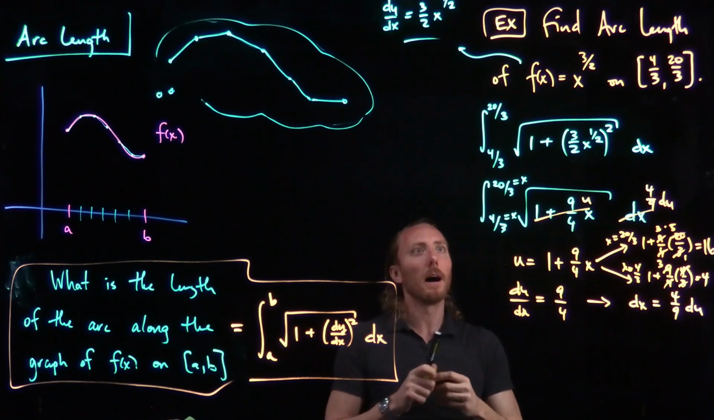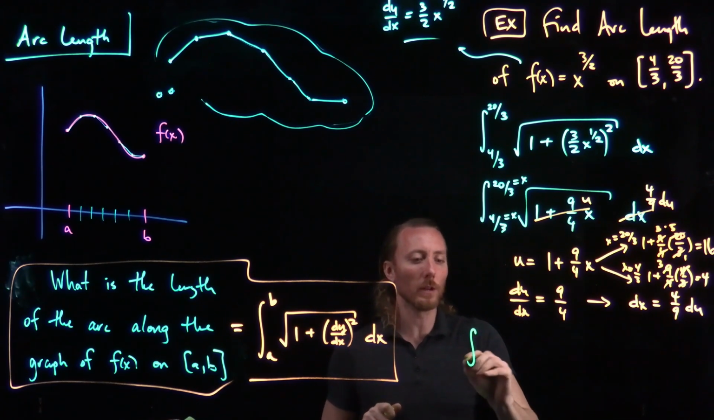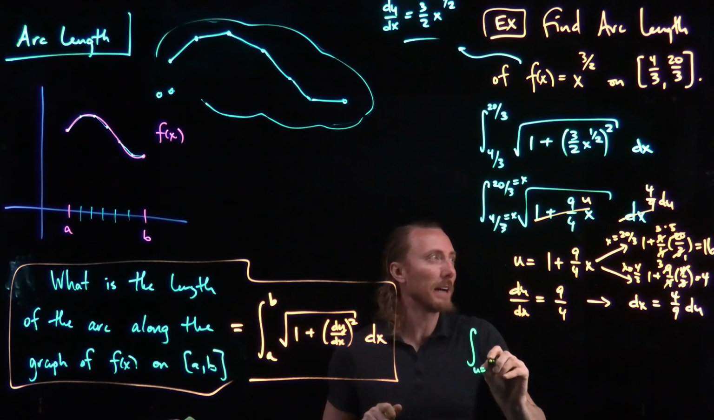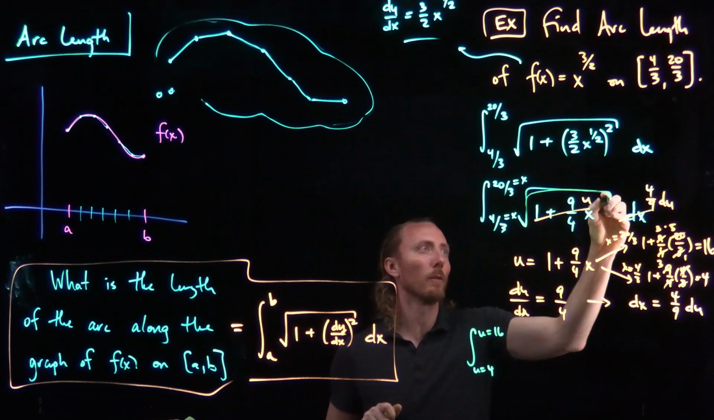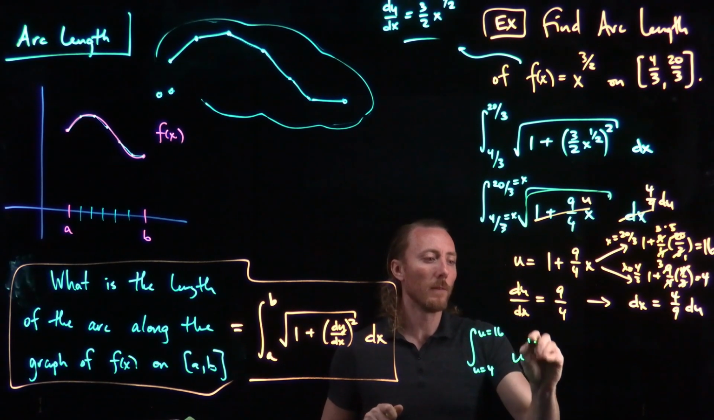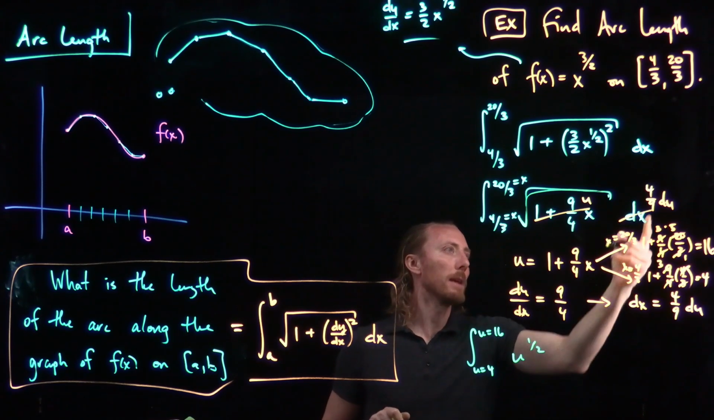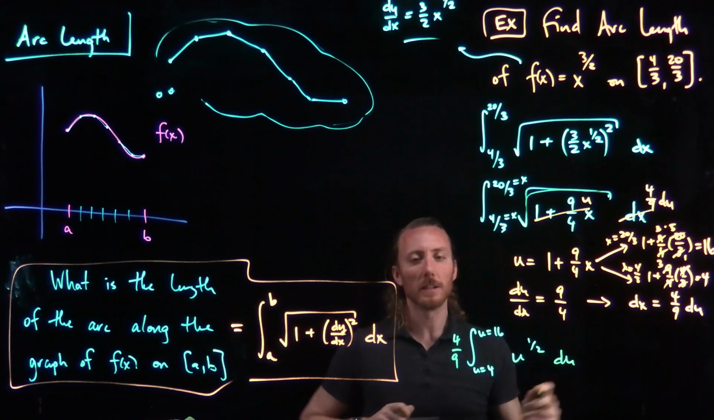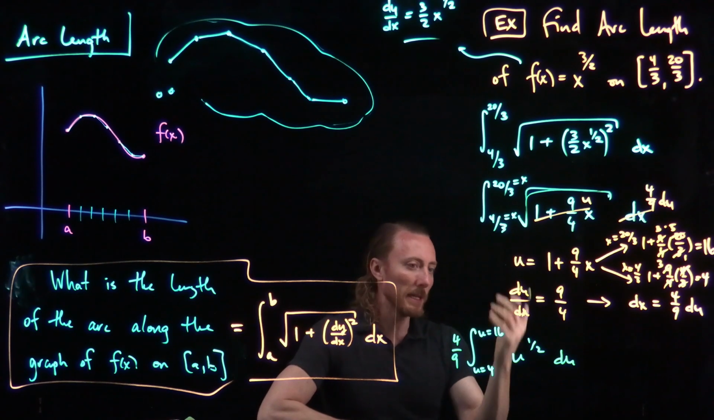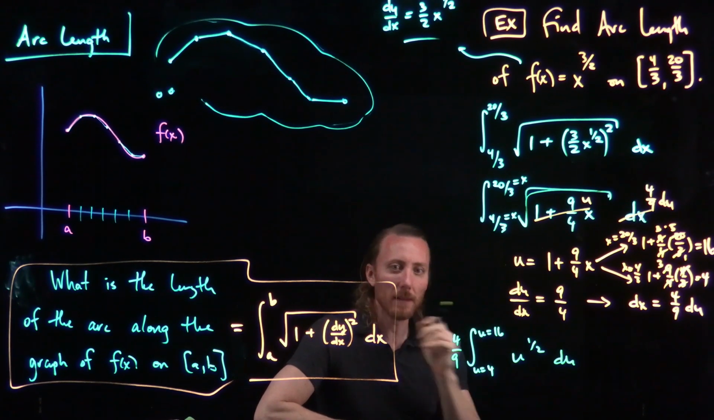Okay, so be it. In our new integral in terms of u, we would have downstairs u equals 4, upstairs u equals 16, and then, well, hey, we just have the square root of u, right? That's only so bad. That's u to the 1/2. And then we have that 4/9, I'll bring that out in front. That's just a constant multiple, and then our du.